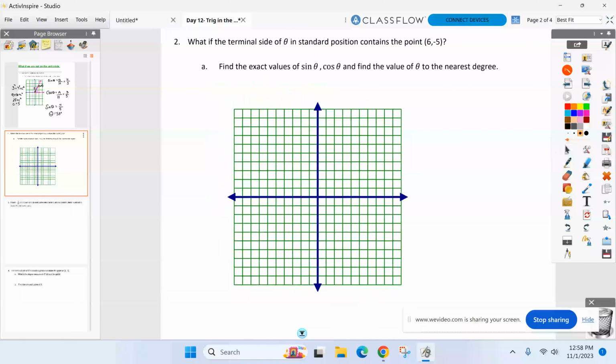I'm asking you the same three questions, but now I'm in a different quadrant. Now it goes through 6, negative 5. So find where 6, negative 5 is. What quadrant am I in? Yep.